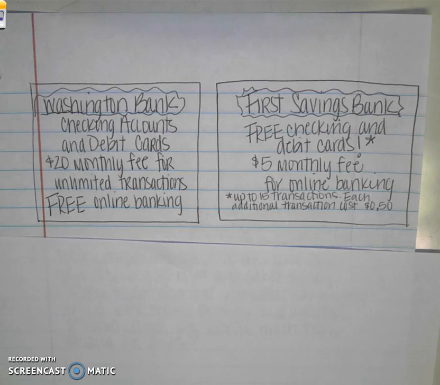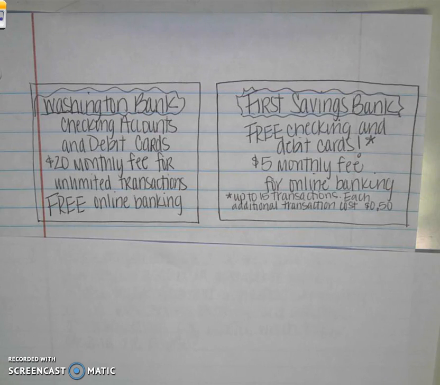So when I look at Washington Bank, they offer checking accounts, they offer debit cards, they charge me a $20 monthly fee. So they are going to charge me $20 a month to use their bank. However, I have unlimited transactions. So I can use my debit card as many times, I can deposit stuff as many times as I want, I can transfer things as much as I want, unlimited within that month. However, they will charge me a $20 fee. They also offer free online banking.